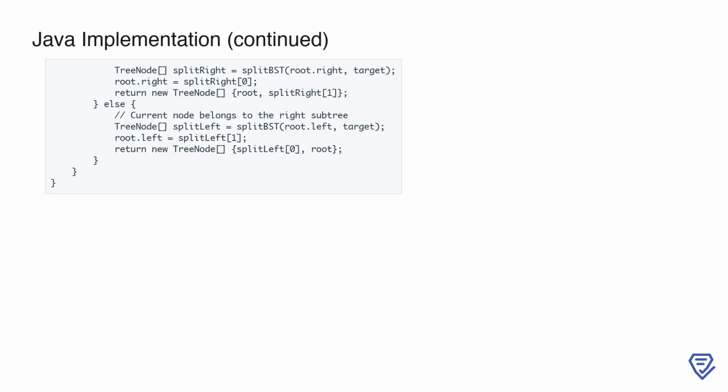In this case, we recursively call splitBST on the left child of the current node, storing the result in the split left array. We update the left child of the current node to be the second subtree from split left and return an array where the first subtree from split left becomes the left subtree, and the current root becomes the right subtree. This completes the implementation.